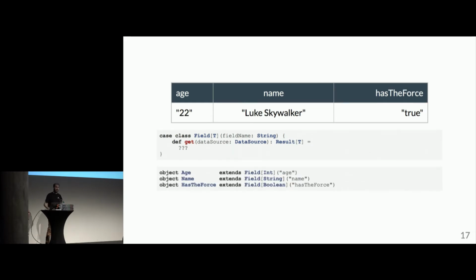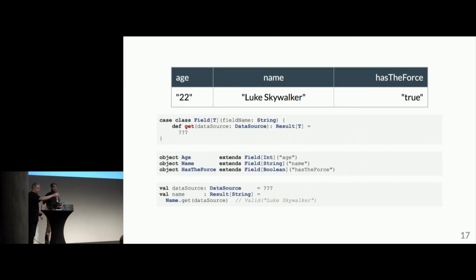From this, we can define a few fields. So here we've got age, which is an int. We've got name, which is a string. And we've got hasTheForce, which is a Boolean. When it comes to actually accessing the data, we obtain a data source through some mechanism. We can then use the get method of a field to apply a data source and retrieve the result of the Scala value that we want to work with.